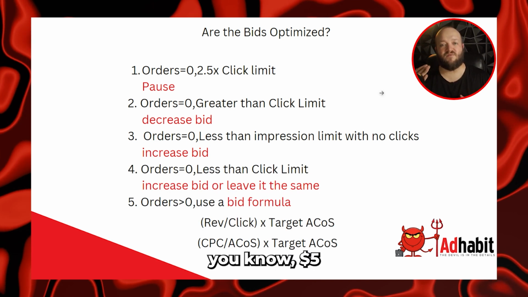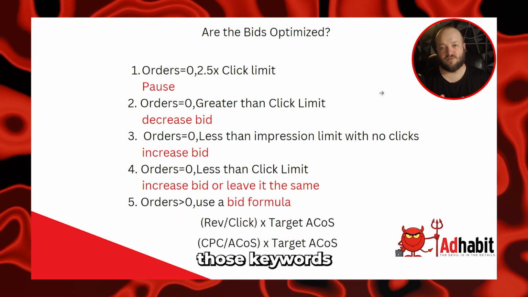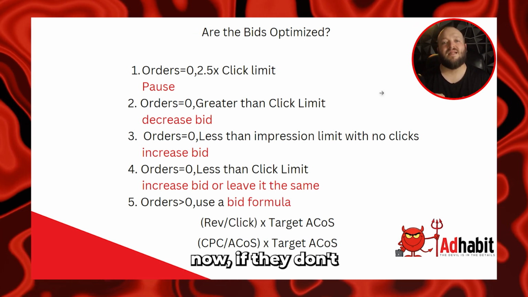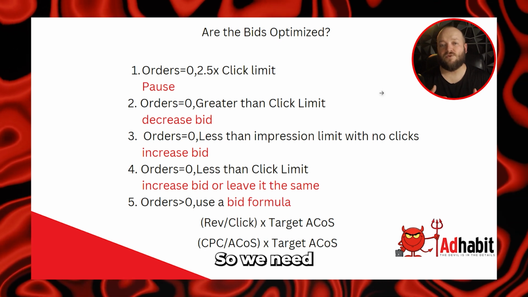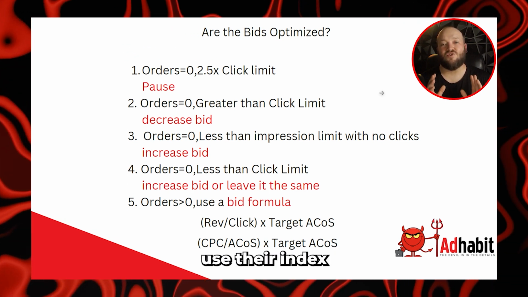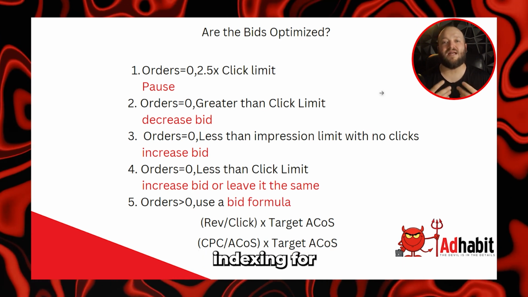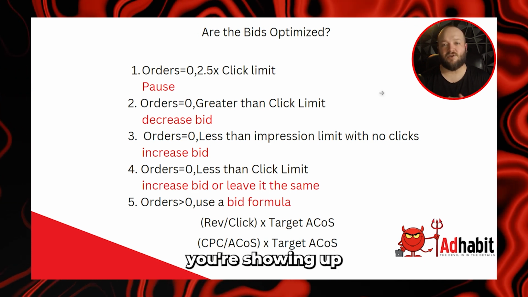Say once it hits $5 bid or $10 bid, maybe what you'll do at that point is actually pause those keywords and then relaunch them into new campaigns. Now, if they don't have enough traffic at a $5 or $10 bid, then they're probably not going to, so you need to pause them and relaunch them. If they're still not getting traffic, go into Helium 10, use their index checker tool, and that'll tell you if you're actually indexing for the keyword. Maybe you need to do a little bit of listing optimization to make sure you're showing up for those keywords.